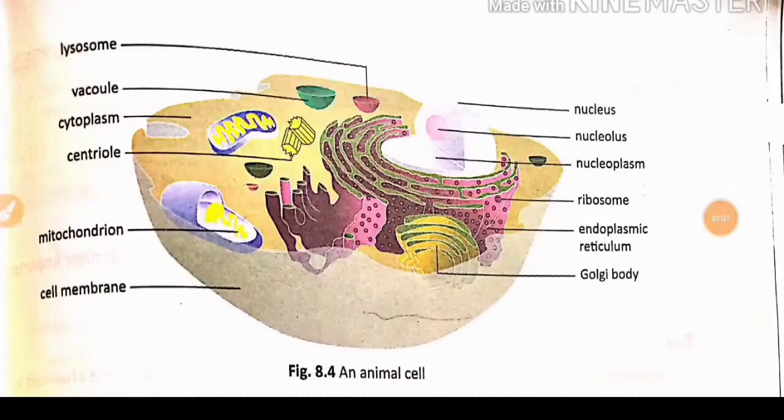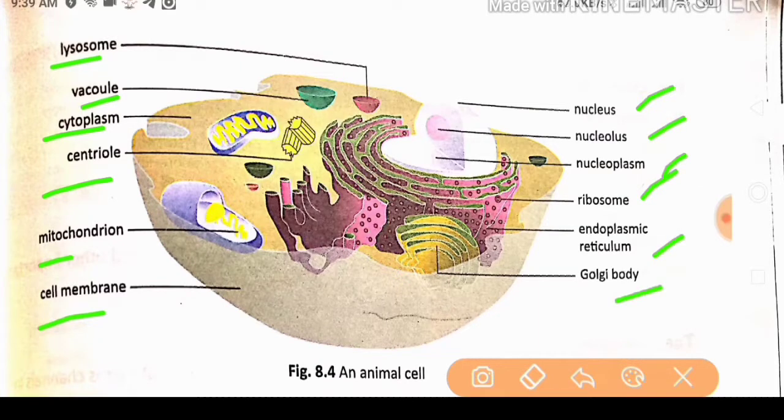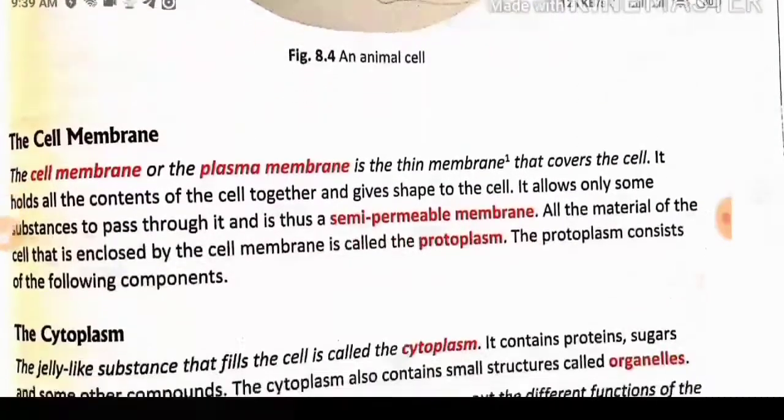So this is the structure of a typical animal cell, in which you can see many constituents or components found, like lysosome, vacuoles, cytoplasm, centriole, mitochondrion, cell membrane, nucleus, nucleolus, nucleoplasm, ribosome, endoplasmic reticulum, and Golgi body. We have to discuss them in detail, and you have to make the figure of an animal and plant cell. Okay, I gave you homework also.